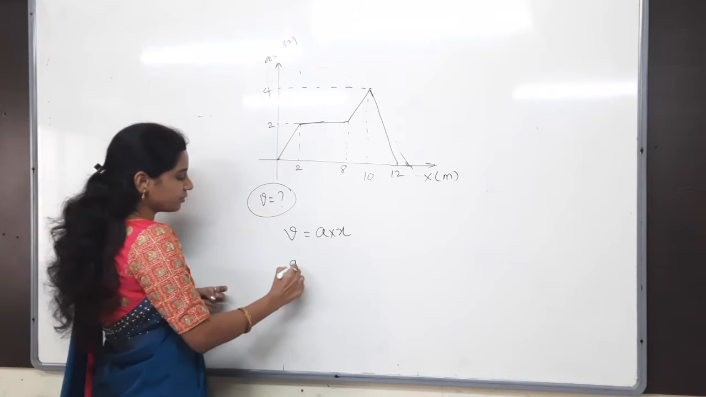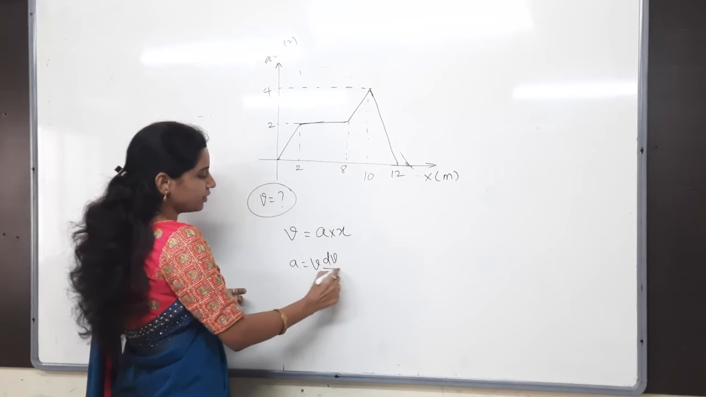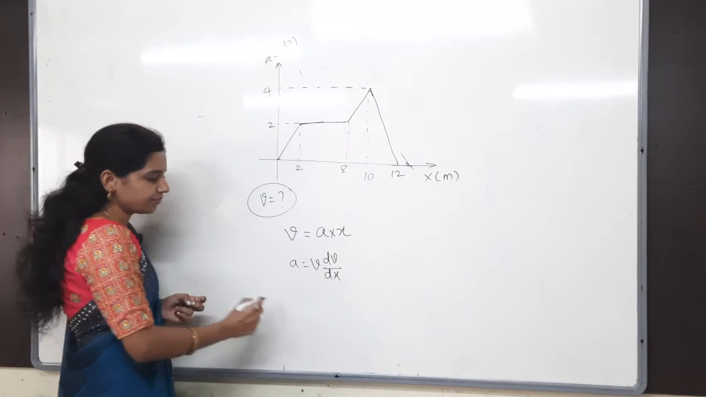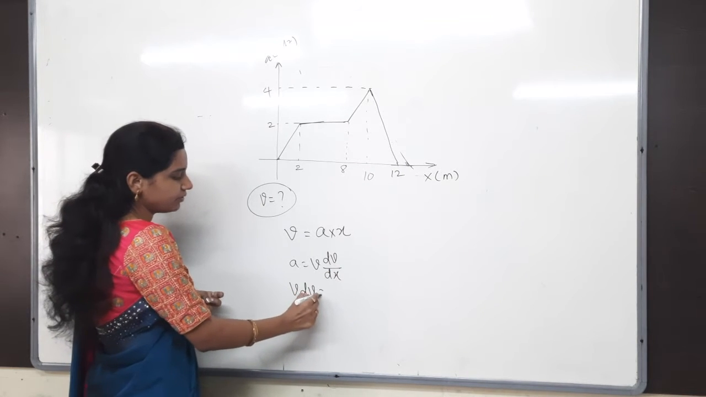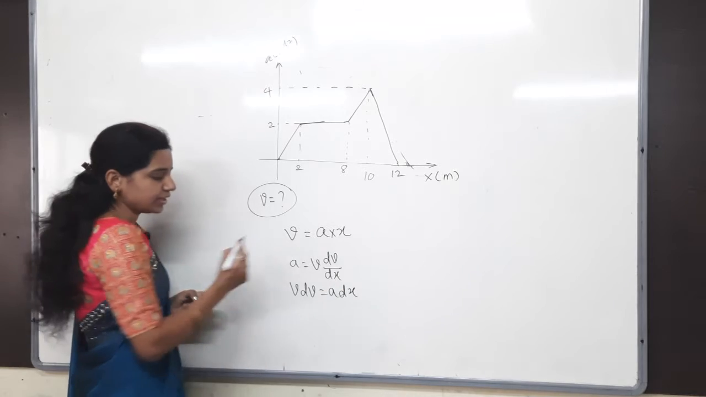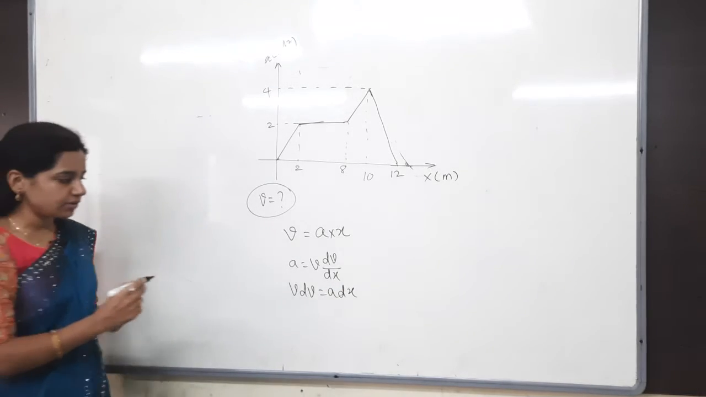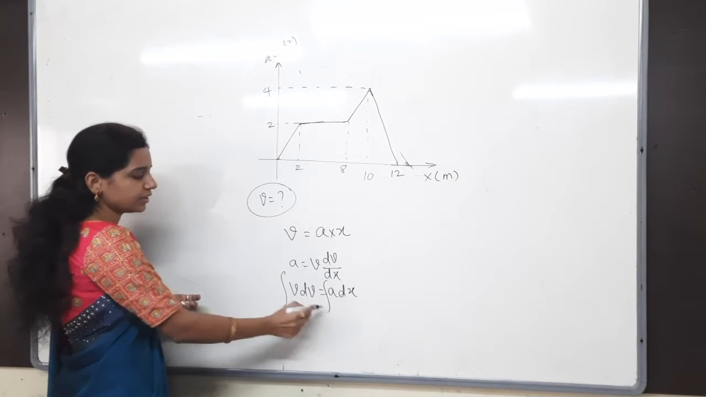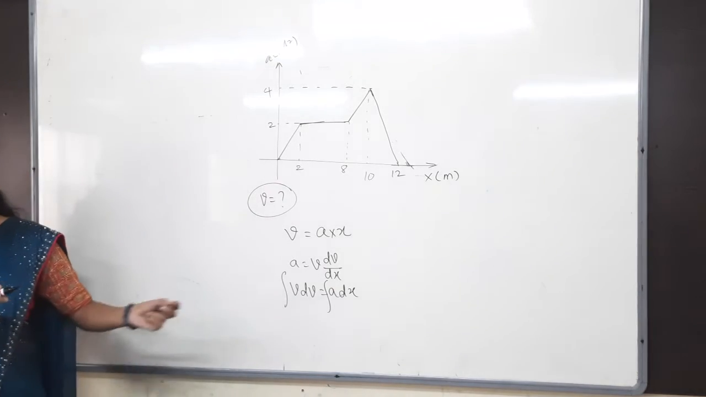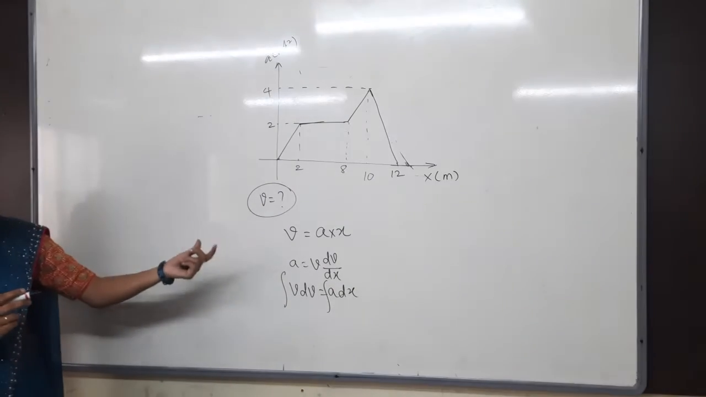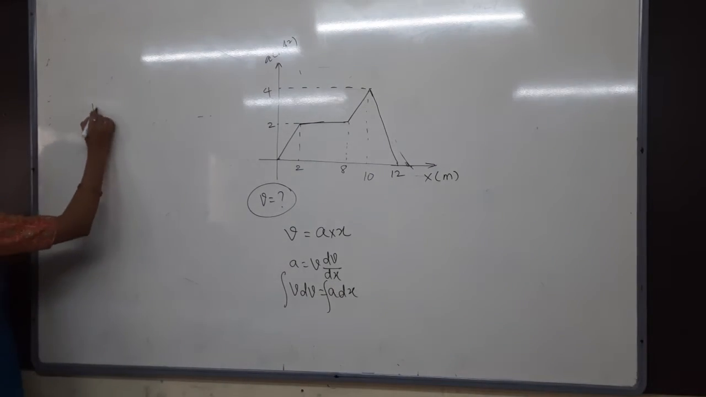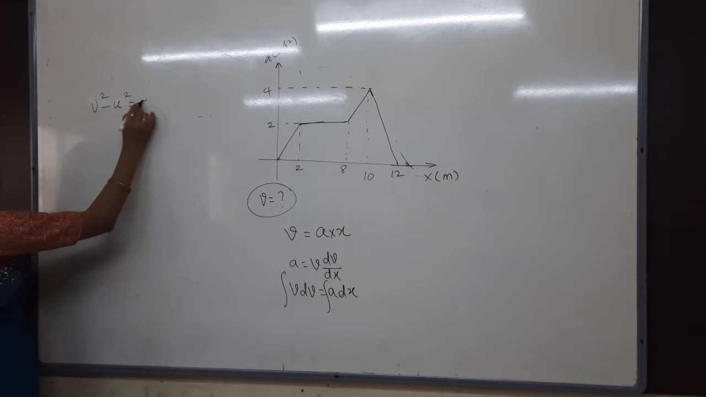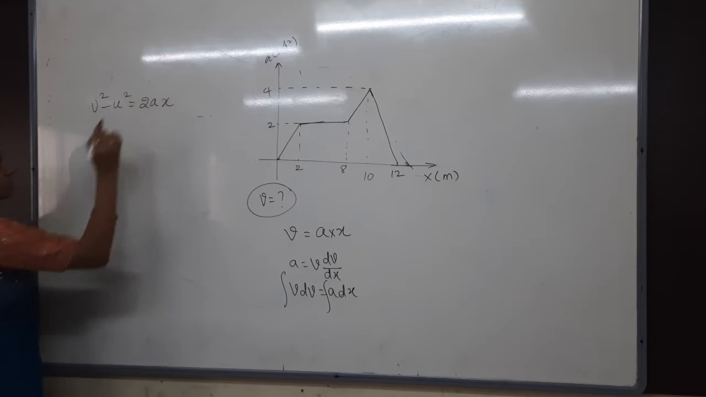A is equal to what is the formula? V into dV by dx is the formula. But V dV is equal to A dx. So what can you do here? Integral and then integral here. But this is one of the possibilities. And one more very easy method is, whenever you see V square minus U square is equal to 2AX.